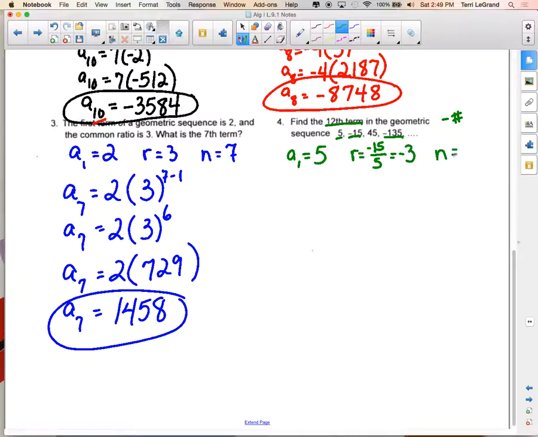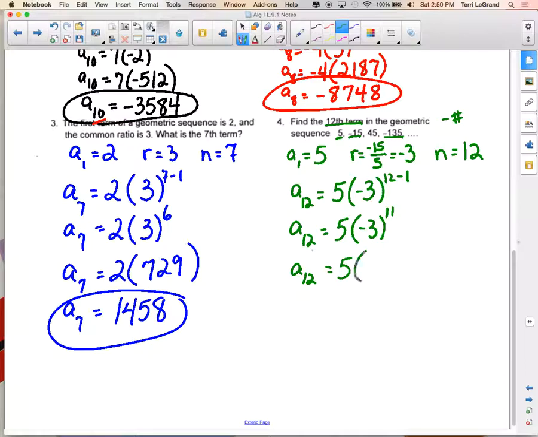And then our n value is, they want the 12th term. So here we go. A sub 12 equals 5 times our r value of negative 3 raised to the 12 minus 1 power. Our 12th term is going to be found by taking 5 times negative 3 to the 11th power. Thinking negative 3 to the 11th power is kind of a larger number, even though it's going to turn out negative. Its absolute value we can say is large.